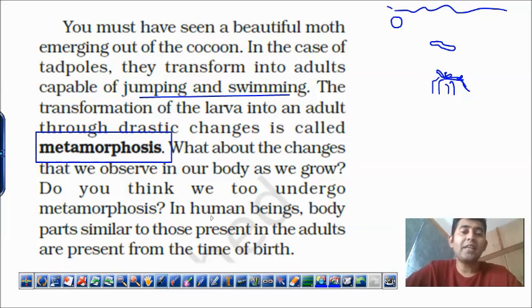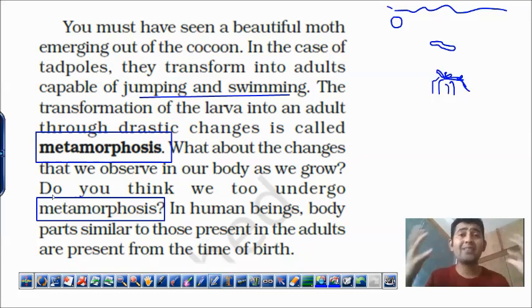What about changes that we observe in our body as we go? Do you think we do metamorphosis? No. Metamorphosis are drastic changes in body. Caterpillar के wings आ गए, अचानक उड़ने लगा. Frog को अचानक हाथ पैर आ गए, वो जंप करने लगा. बट हमारे शरीर में इतने बड़े चेंजेस नहीं होते हैं because we are ready made born. But still our body has changes.